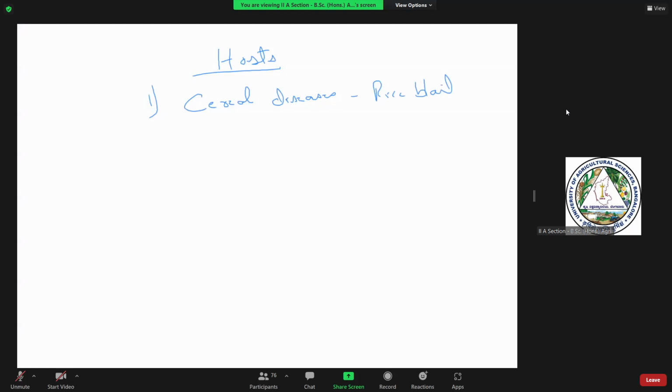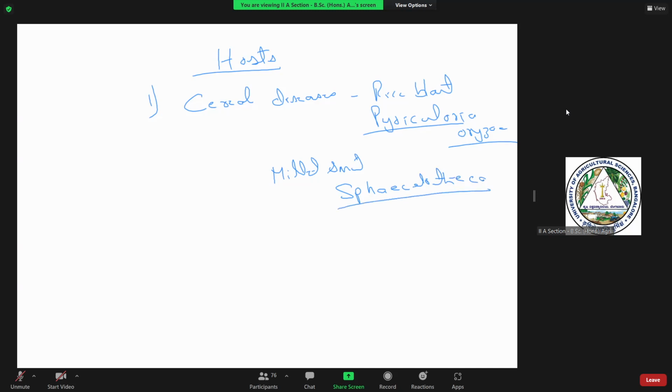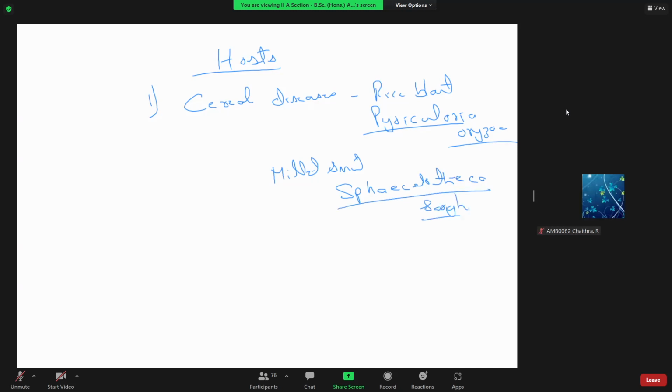The rice blast disease, which is caused by Pyricularia oryzae, which is the causal agent known to cause the rice blast disease. Similarly, there is another disease, the millet smut. The smut disease, which is caused by Sphacelotheca sorghi, often seen in the case of sorghum, most often called the smut of sorghum.